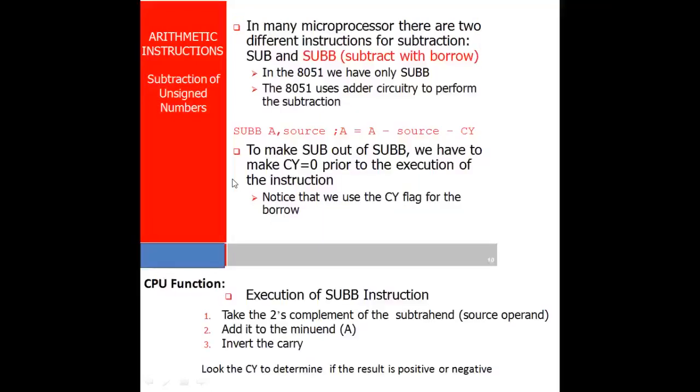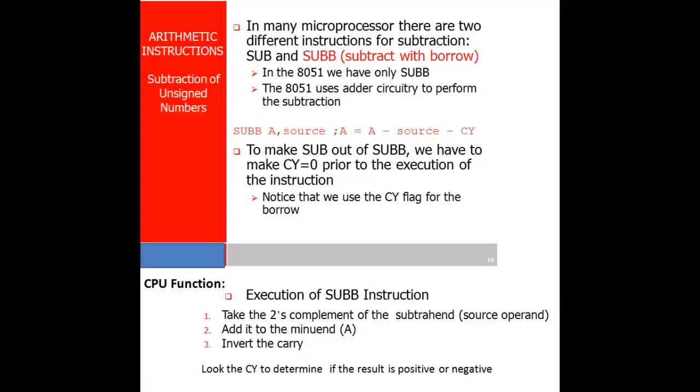Now let us discuss the subtraction of unsigned numbers. The subtraction operation is performed by most microprocessors using the SUB instruction. But in case of the 8051 microcontroller, there is no such SUB instruction present in the instruction set. We only have SUBB, meaning subtract with borrow. So how to manage this situation? Whenever a borrow is involved, I shall use the SUBB instruction directly.